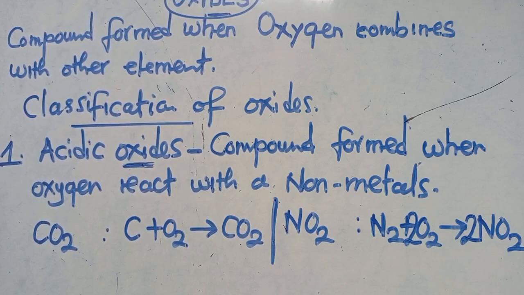What is an acidic oxide? These are oxides of non-metals. What do we mean when we say oxides of non-metals? When a non-metal reacts with oxygen, or when oxygen reacts with a non-metal, what is formed is what we call an acidic oxide. I guess we all know what non-metals are. We've got quite a lot of them.